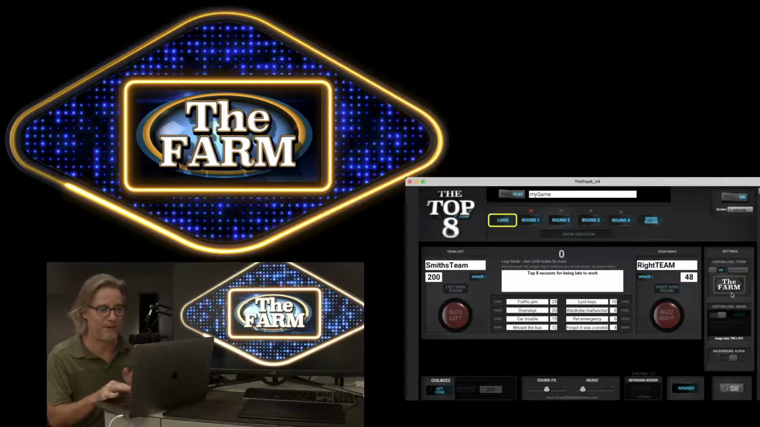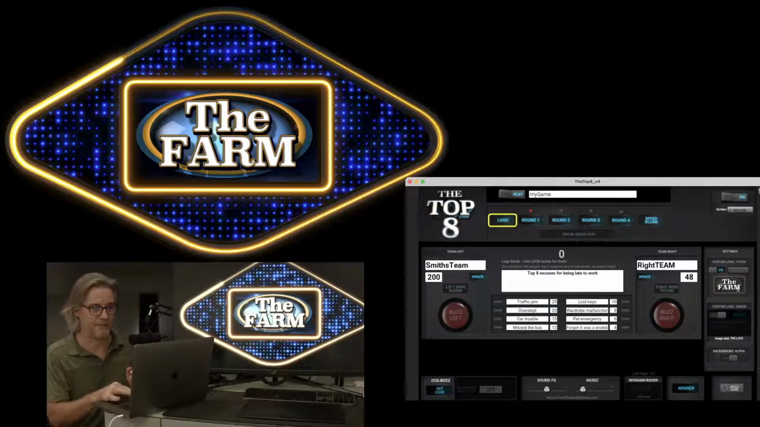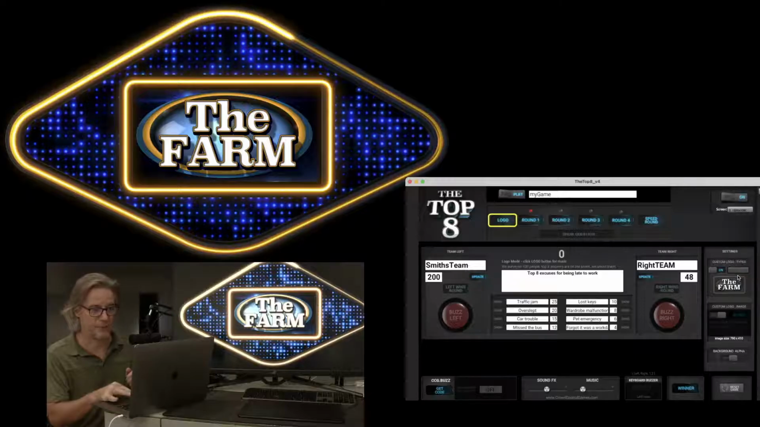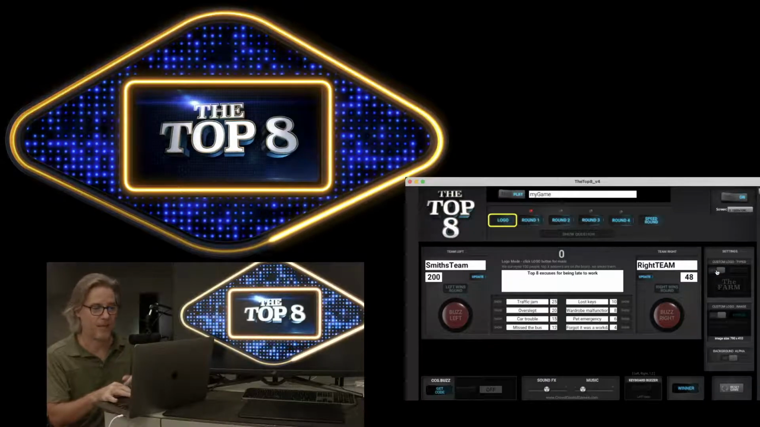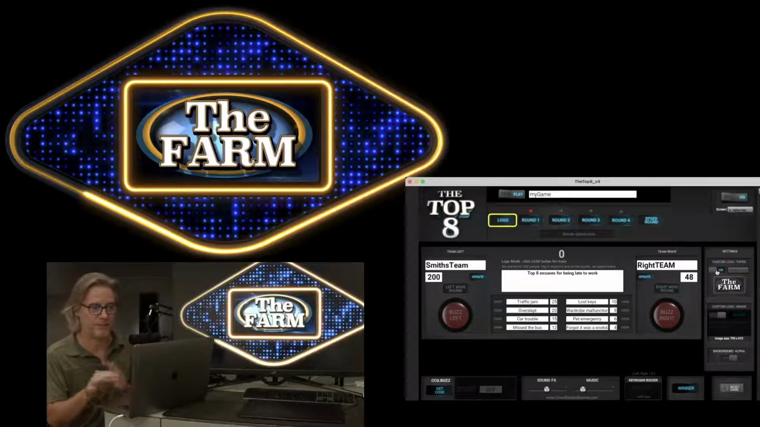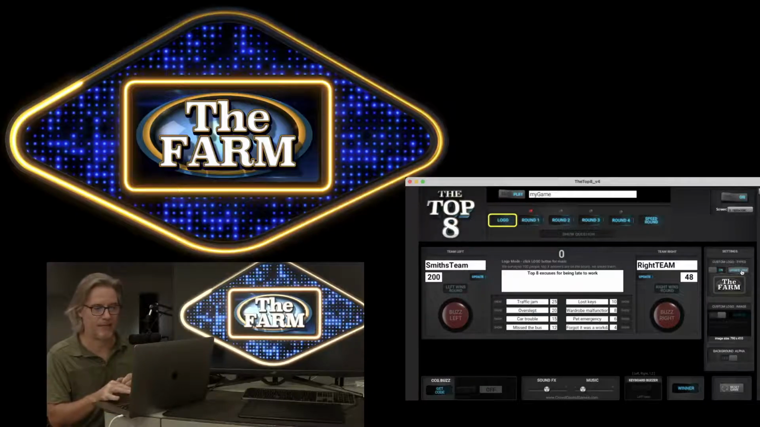But type in whatever you want right there, and there's your logo. So you can turn that on and off, and if you turn it off, it goes back to the default top 8. Turn it on, and there's the farm. So you can preset that before you go. You just type in something and hit update logo.